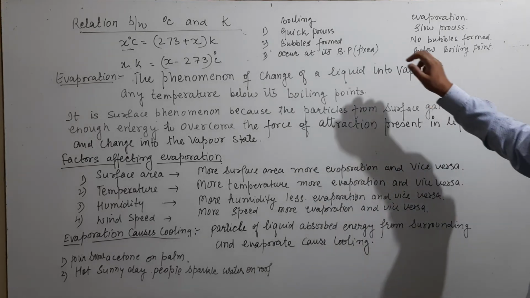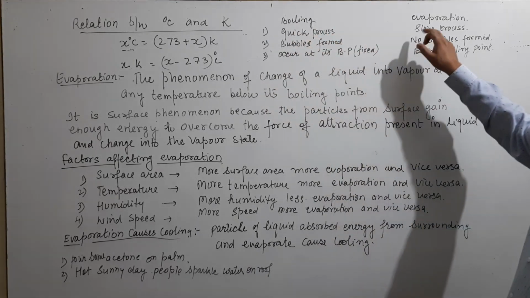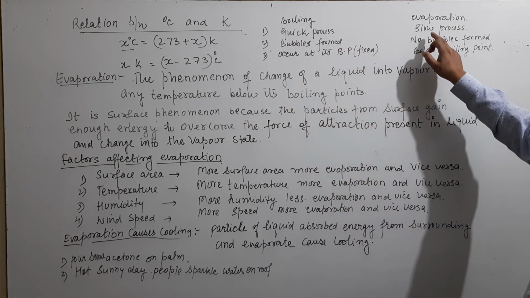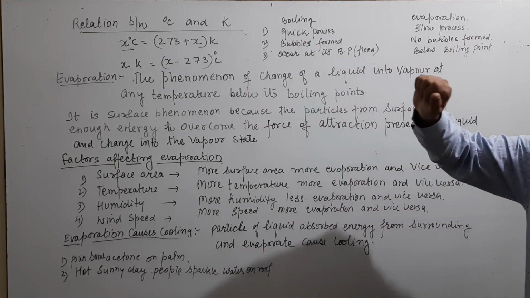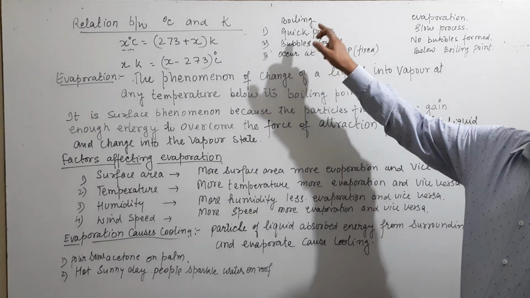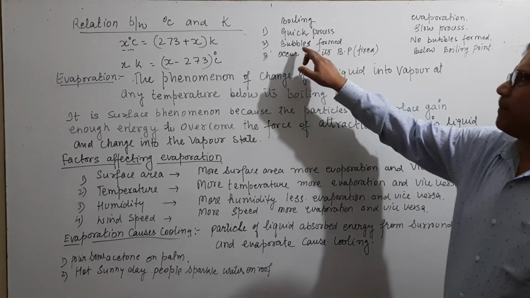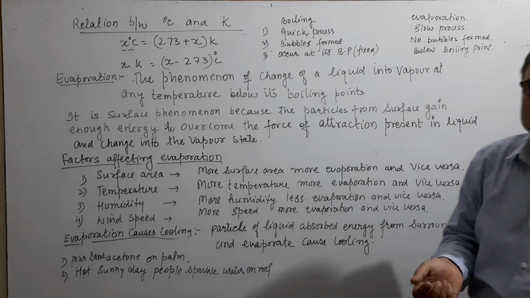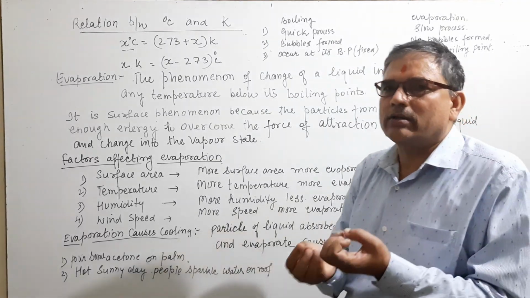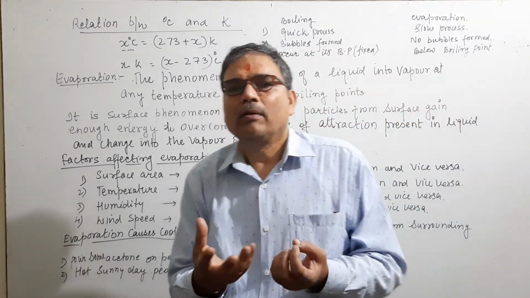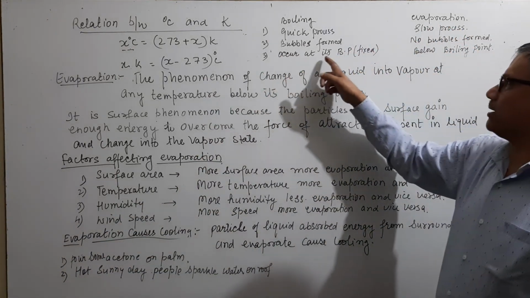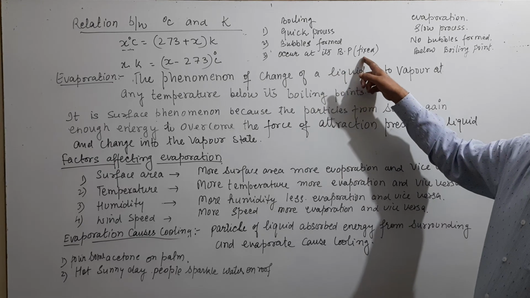And now, what is the difference between boiling and evaporation? Boiling is a quick process and evaporation is a slow process. Boiling takes very less time, evaporation takes more time. Bubbles are formed during boiling. When we boil water, first it forms bubbles, but in evaporation there is no formation of bubbles. Boiling occurs at its boiling point.